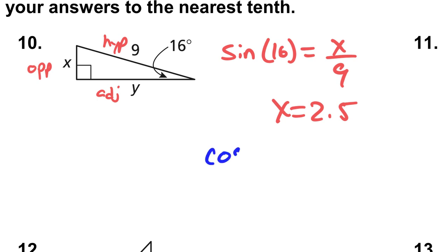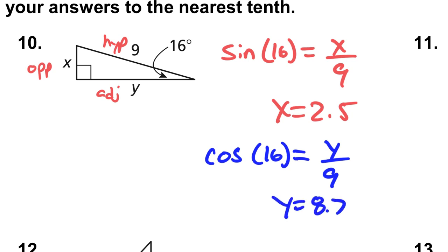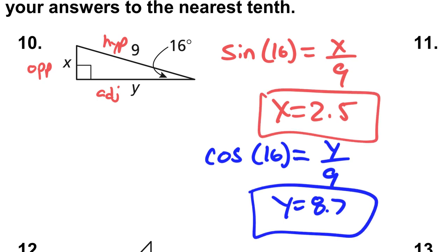I can look at the cosine of 16 degrees, which is the adjacent, which is y, divided by the hypotenuse, which is 9. Multiply both sides by 9, and I get y equals 8.7 if I round that to 1 decimal place. Again, same process we had with tangent. I just wanted to show you what we could do there. If your variable is in the denominator, we just have to make sure you can solve that equation.